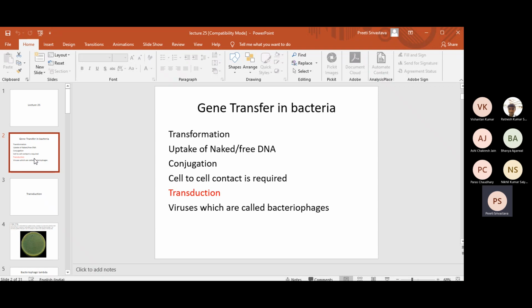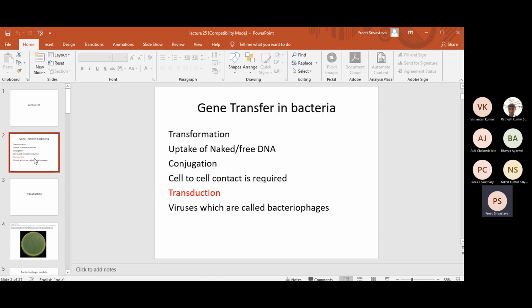Vertical gene transfer is when, for example, the DNA replicates and the two daughter cells are formed by binary fission or by cell division. So this chromosomal DNA is transferred from mother cell to the daughter cell. So this is called vertical transfer.